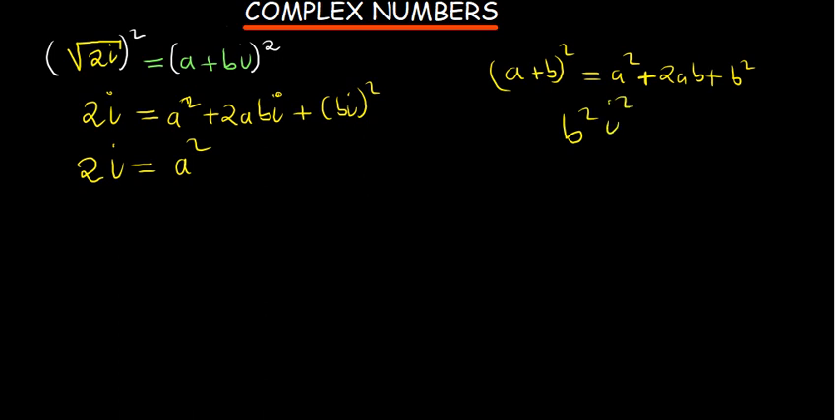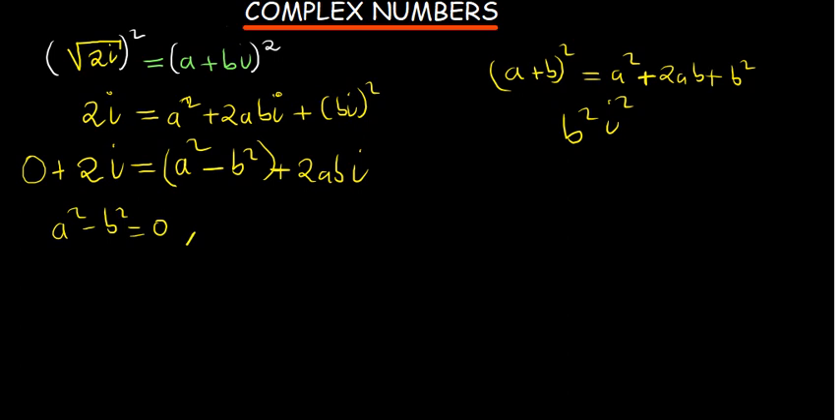So this is going to be minus b squared. And b squared is going to be a real number. Why? Because it doesn't have an i. And then we're going to have positive 2abi. So we're going to equate the left hand side of the equation with the right hand side. We can see on the left hand side we don't have the real part, meaning the real part is 0. So we're going to say a squared minus b squared is equal to 0. And then we have got a 2 which has got an i. This is going to be equal to 2ab, which also has got an i. Meaning that 1 is equal to ab because the two can simplify.